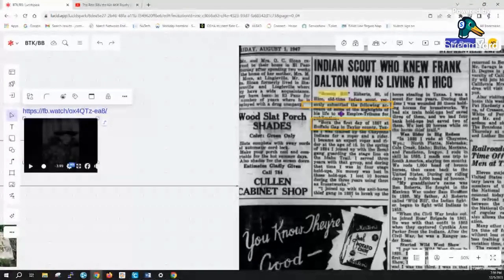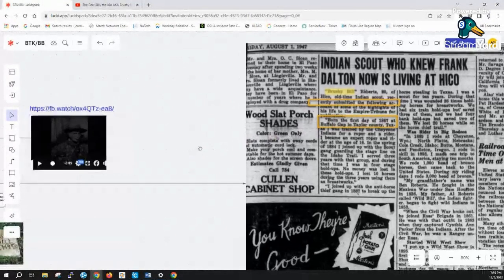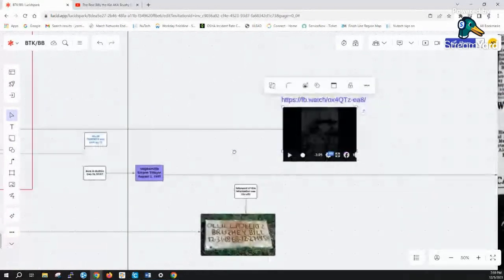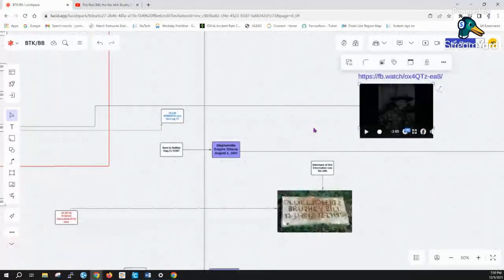Born the first day, 1867, at Buffalo Gap in Taylor County, Texas. So I know that there's been questions about why he is changing his birth date, and is it because of maybe Social Security? And I don't know. I've not gotten that far. I will get to that point. Not in here. I'll research it on my own to find out.